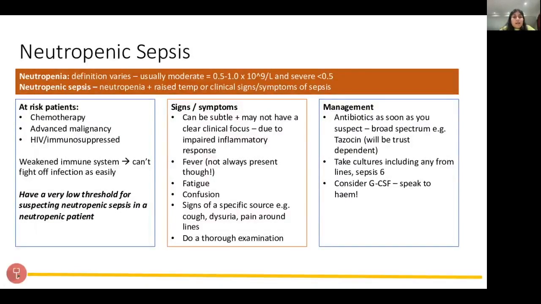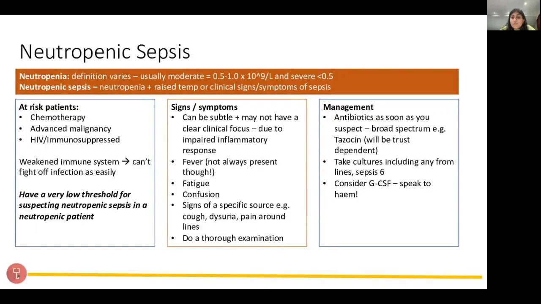Which is difficult. And I think it's in about 50% of patients we never know what the source was. So just be aware, for someone who's generally very unwell and has got low neutrophils, be really worried about neutropenic sepsis. Obviously examine them very thoroughly and look for the source. So any coughing, urinary symptoms, any pain or swelling around any of their arterial or venous lines as well.